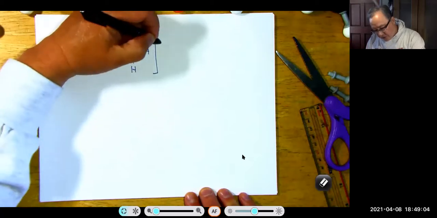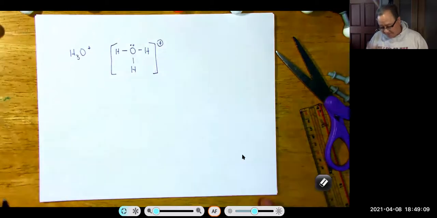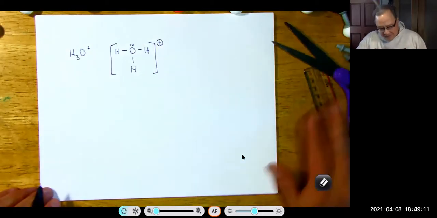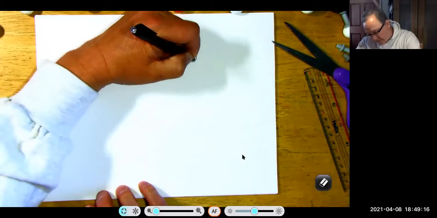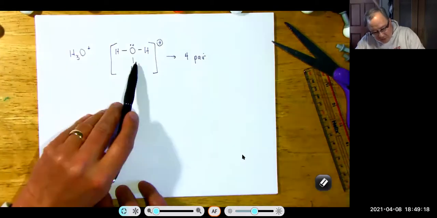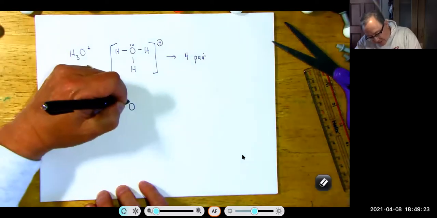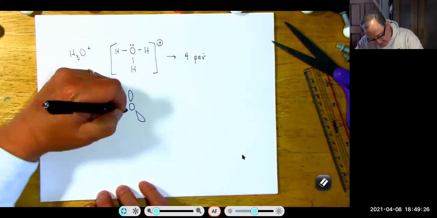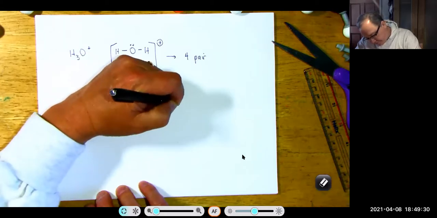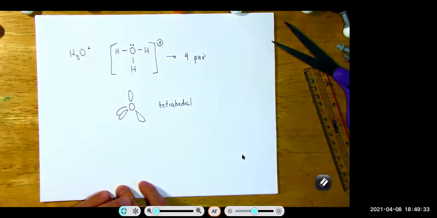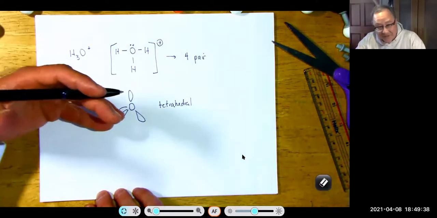And with the Lewis structure, when there's a charge on it, you put brackets and the charge on the outside. Okay, so this has 4 pair on it. 1, 2, 3, 4. So that means the oxygen is going to be shaped like this. And we call that tetrahedral. And what are the angles here? 109.5.